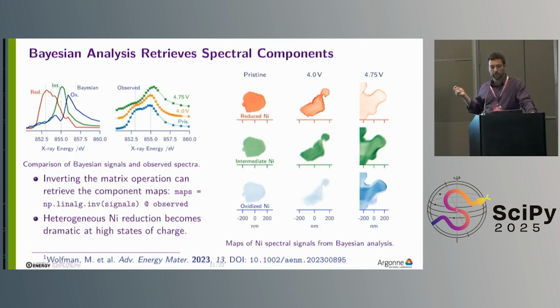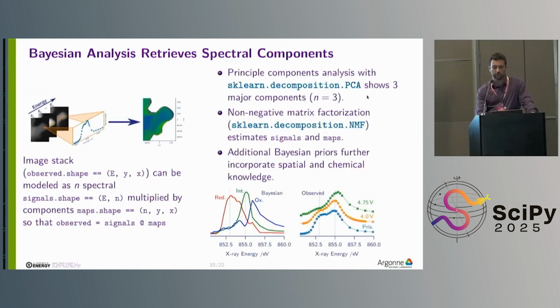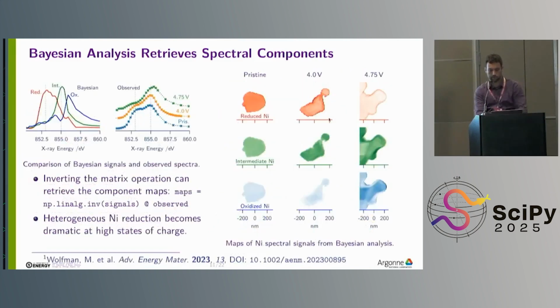And when we get to the fully charged 4.75 volt sample, we can actually see a good deal of heterogeneity now in the particle. And the part that really stuck out to us is that there's still, around the outside of the particle, a region of reduced material that isn't accounted for in the intermediate or oxidized states.